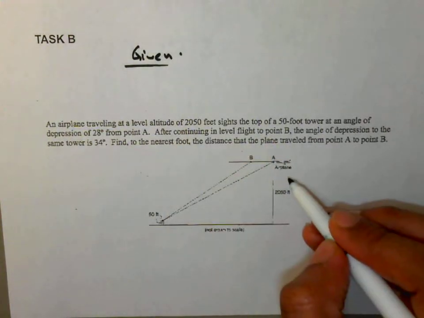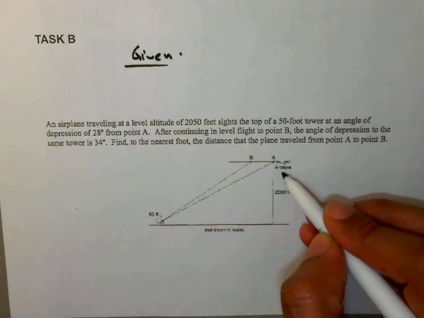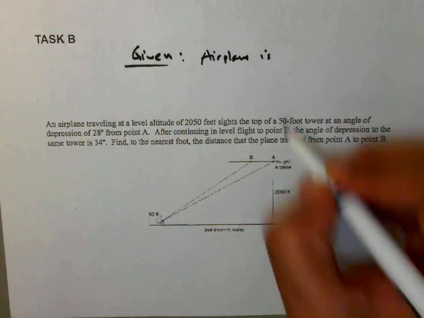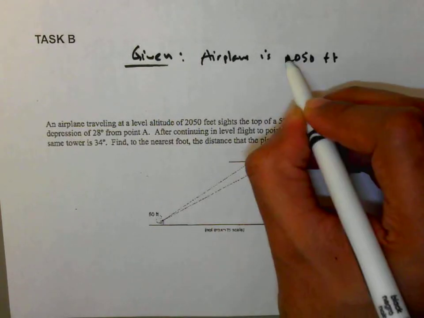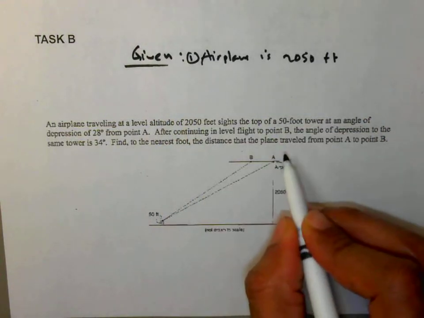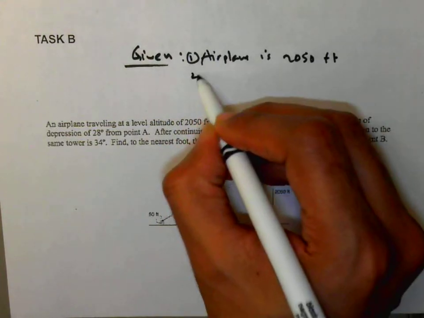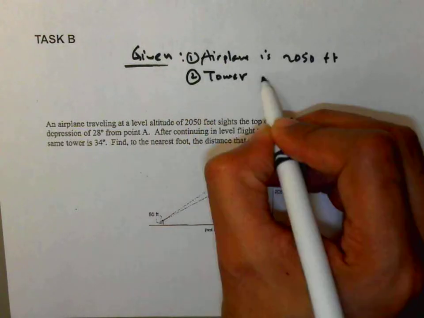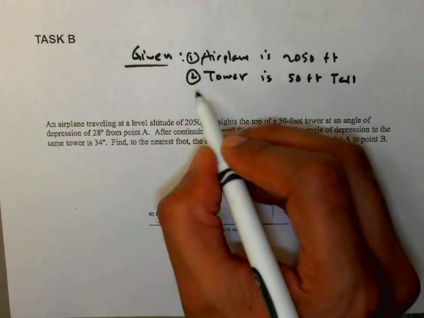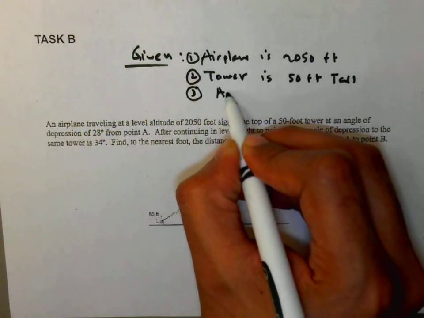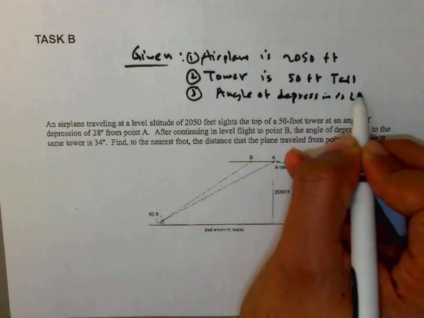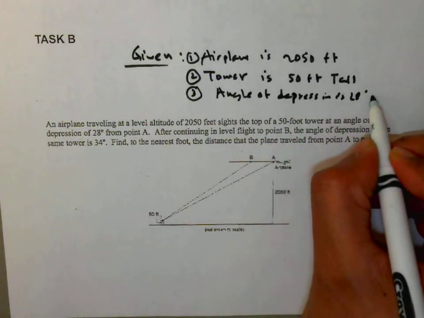The information that's given is the airplane is 2,050 feet above the ground. Okay, that's the first piece of information we know. The second thing we know, the tower is 50 feet tall. The angle of depression is 28 from point A.